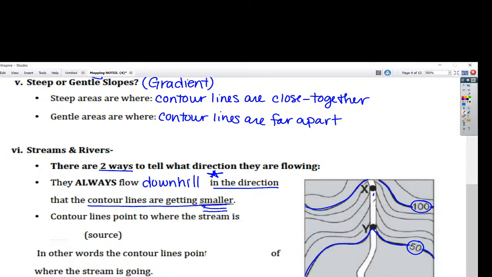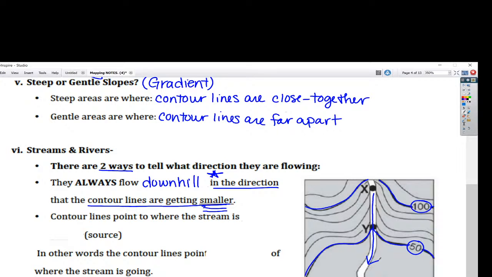Nice. The stream is flowing from X toward Y. So how did you know that? What was the information on the map that told you it's starting up by the X and going down toward the Y? What about the numbers told you that, Michael? Yeah, it's decreasing. We started at 100 by X and then we're going down by 10. So this would be 90, 80, 70, 60, 50. So we're going toward the contour lines getting smaller.